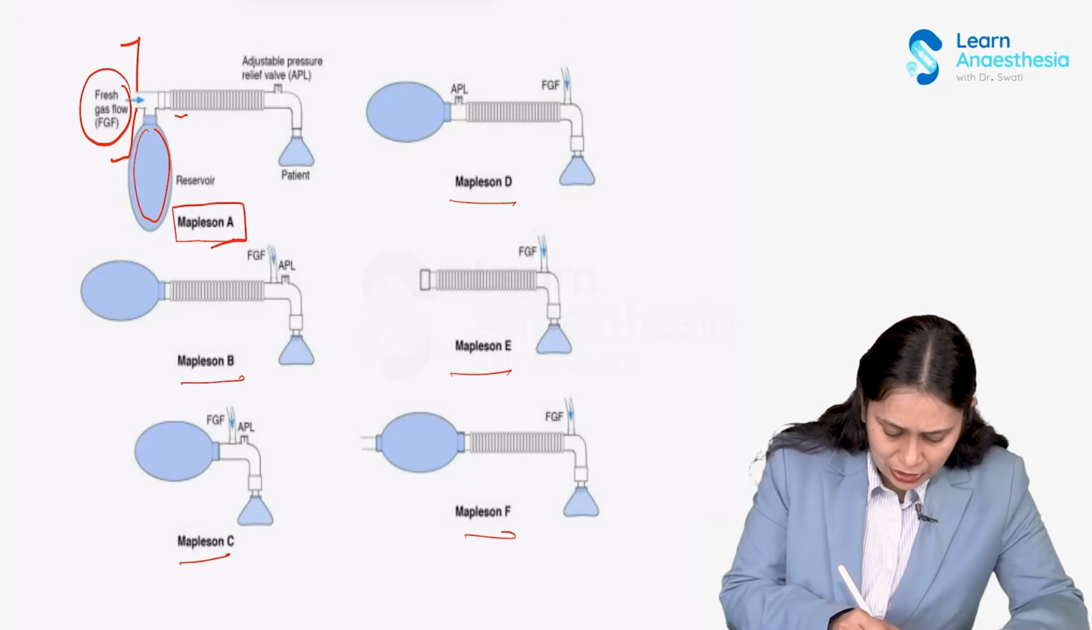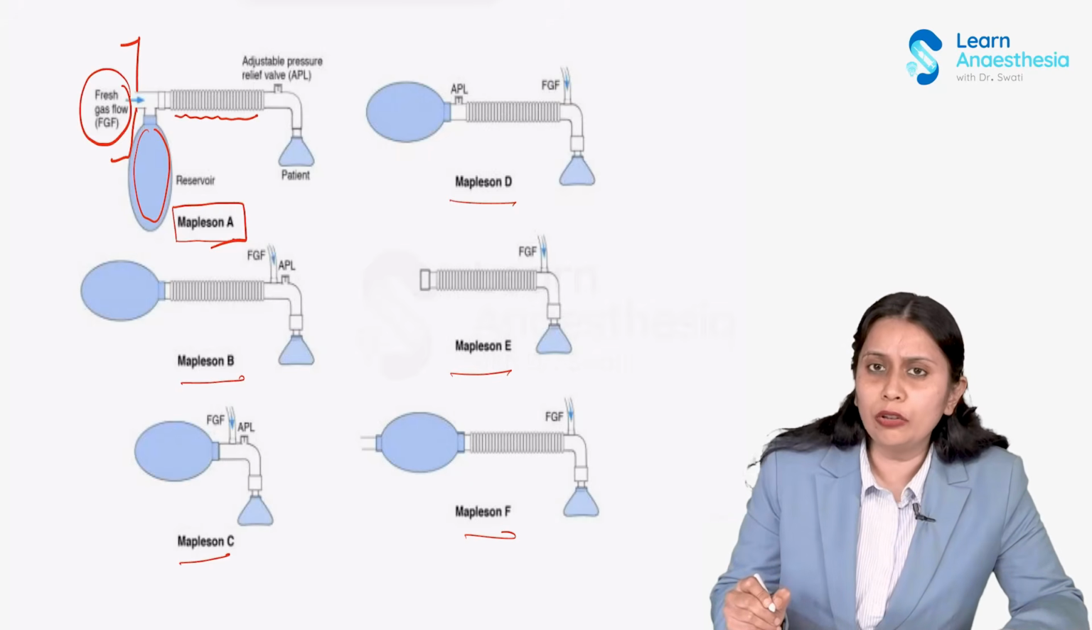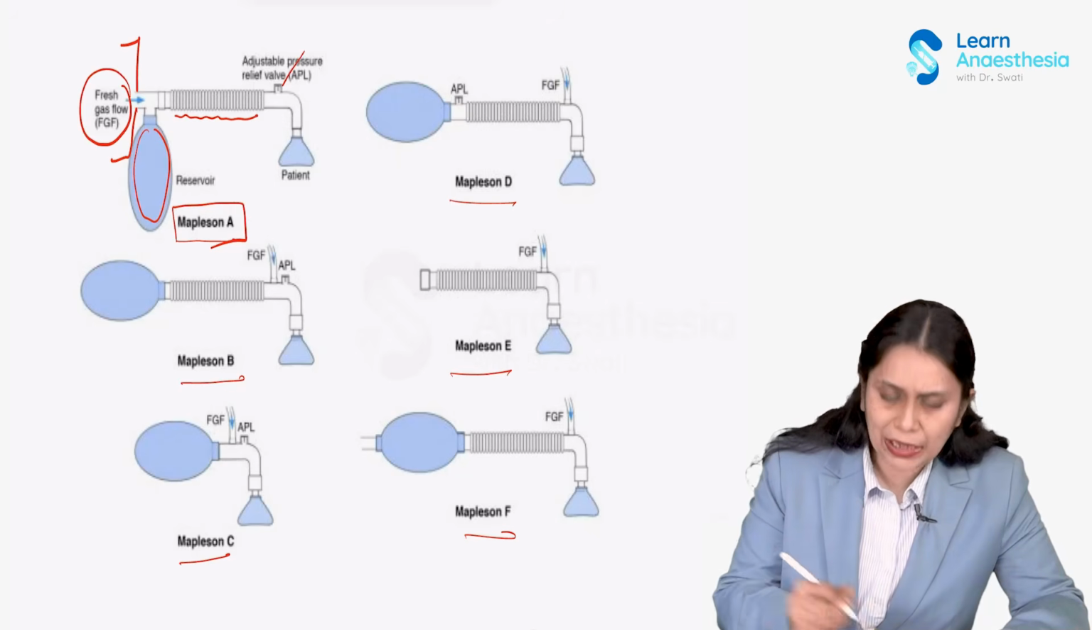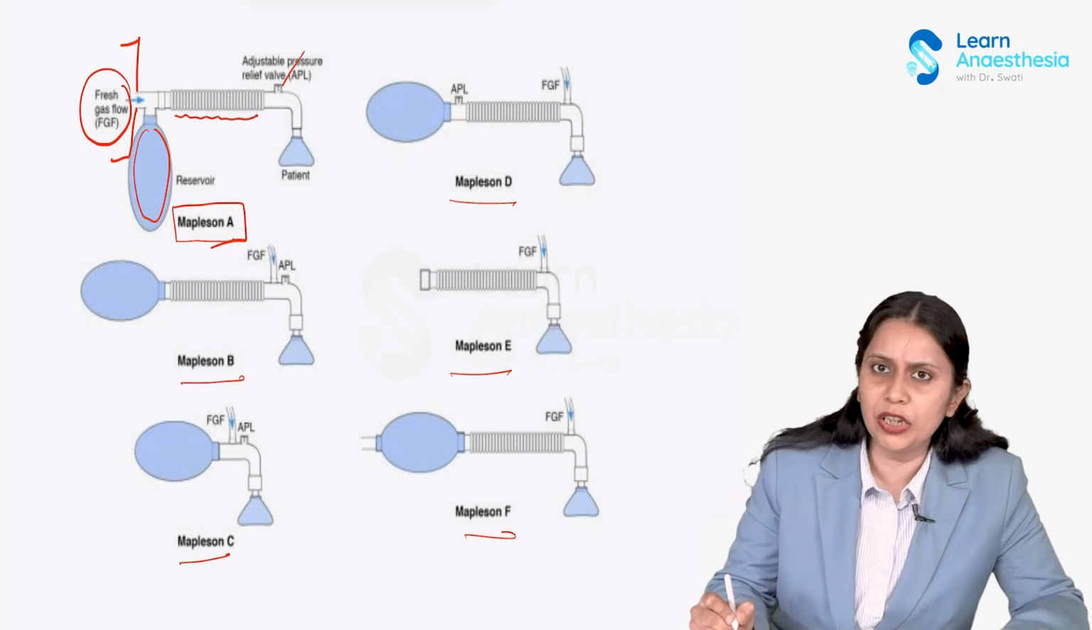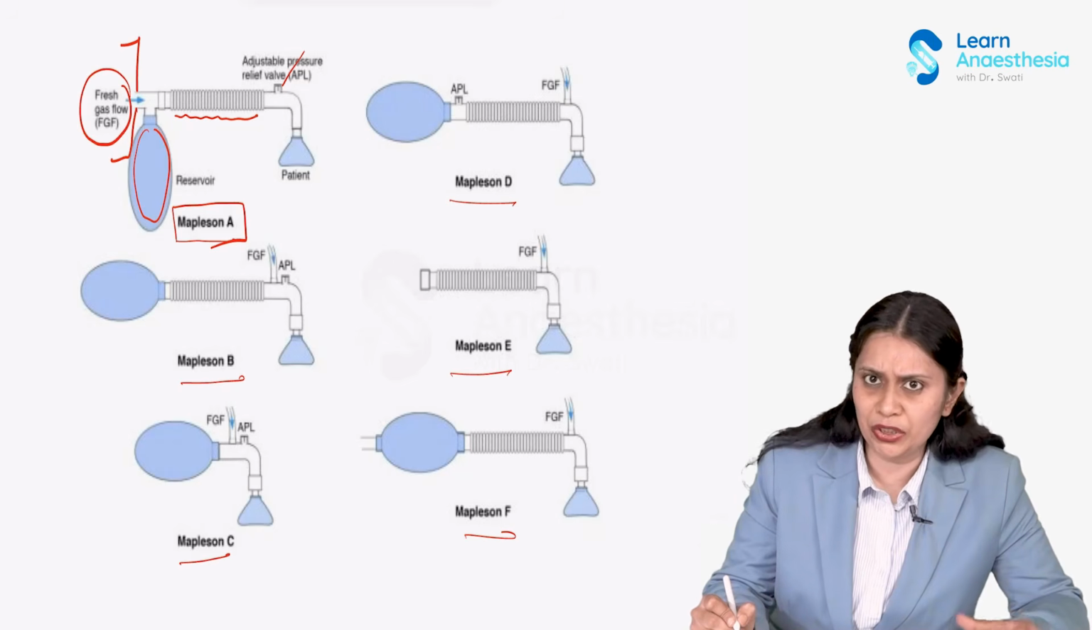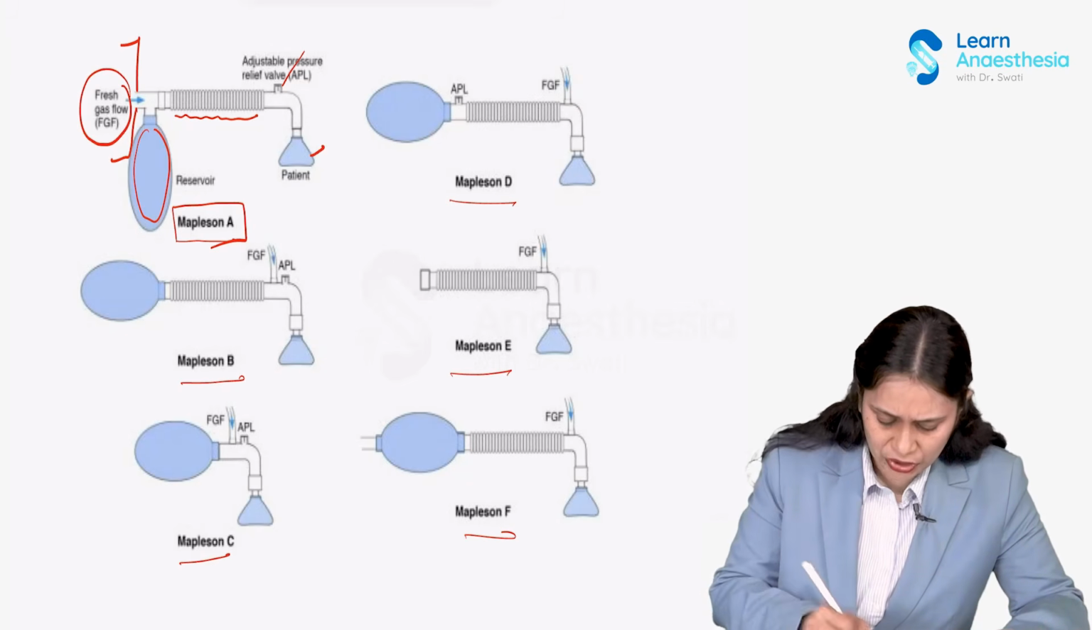The third part, the corrugated breathing tube, which acts as inspiratory and expiratory limb. Then the next part, the APL valve, adjustable pressure limiting valve. That is a spring loaded valve which is used for expiration, removal of the expiratory gas from the circuit, and to create a pressure in the circuit. And this is the patient's end.